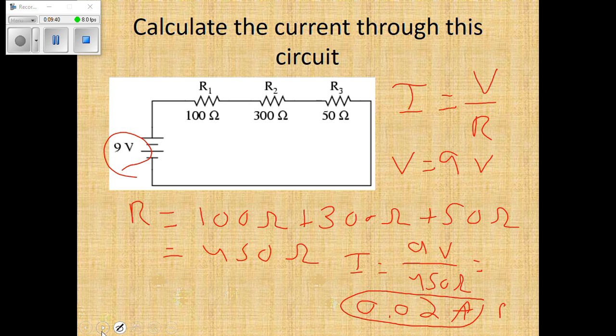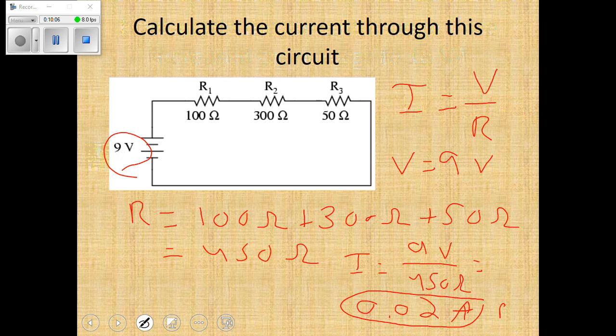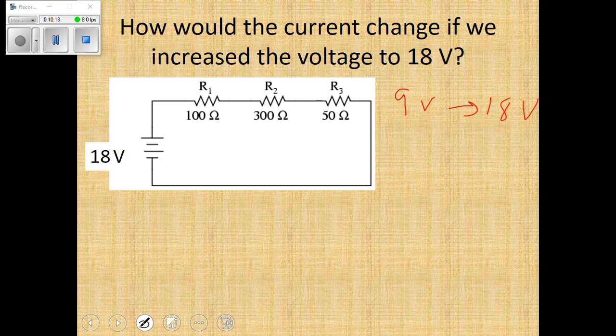Or let's just change the problem a little bit. So remember our amperage is 0.02. So now, how would the current change if we increased the voltage to 18 volts? So we're going from 9 volts to 18 volts. We could go through the entire problem again, just like we did, but I'm kind of lazy. So let's go back and look at our previous problem. I noticed that we've got 450 ohms and 9 volts. So the only thing that's changed is the voltage.